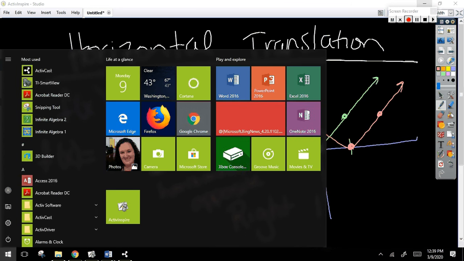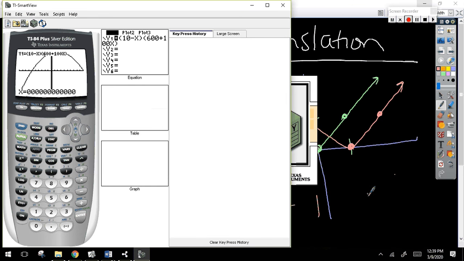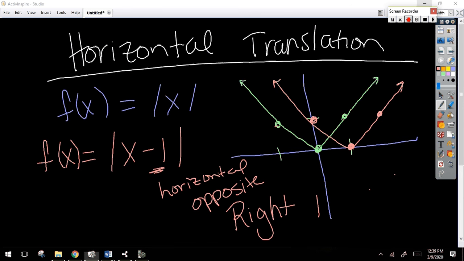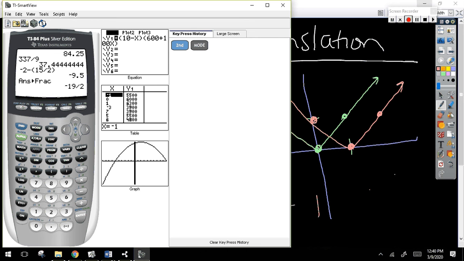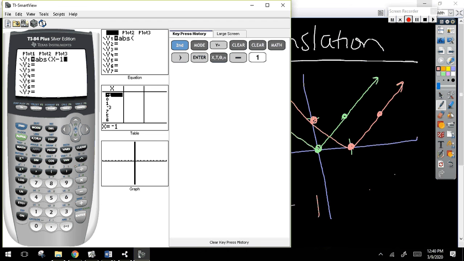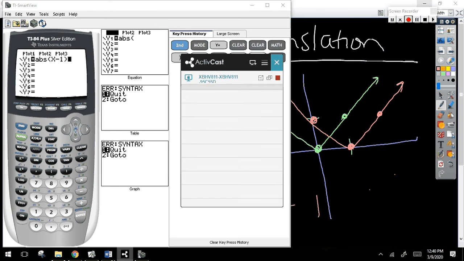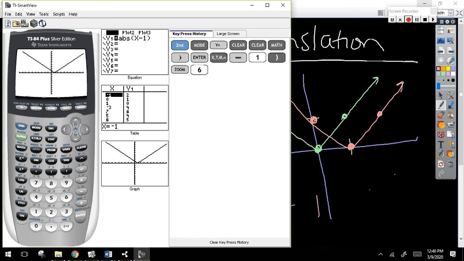Let me show you on my calculator. Math, number, absolute value of x minus 1. So hopefully if I've done everything correct, my board's going to glitch out. All right. Hopefully if I've done everything right, it's going to look like my pink one, right? It will have slid one to the right. So let's do Zoom 6. It did. Okay. Everybody okay on that so far?